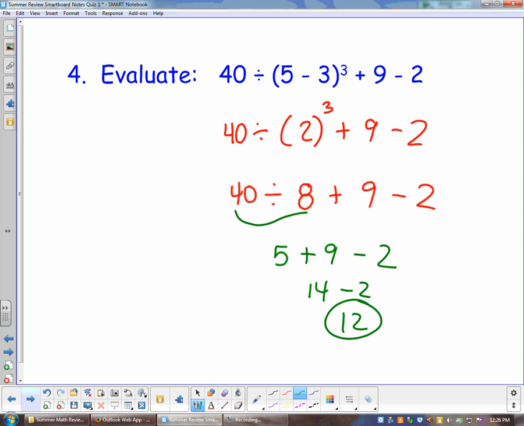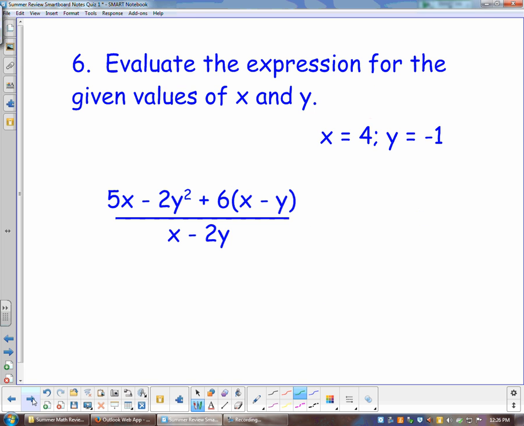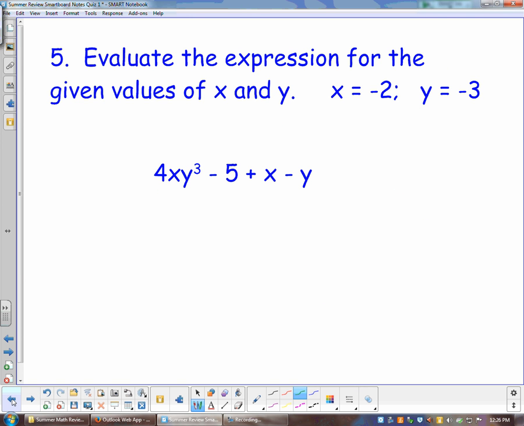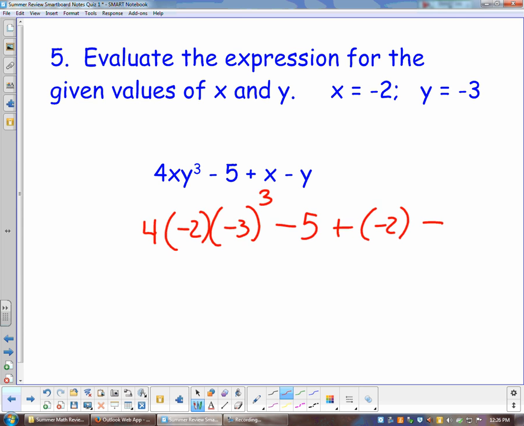All right, let's take a look at the next problem. I think I missed one. There it is. Evaluate the expression for the given values of x and y. If x equals negative 2 and y equals negative 3. So at this point, we're going to plug in negative 2 wherever we see an x and negative 3 wherever we see a y. So I've got 4 times negative 2 times negative 3 cubed minus 5 plus a negative 2 minus a negative 3.